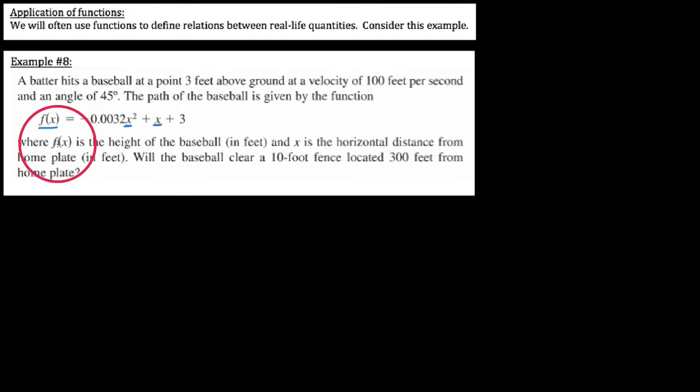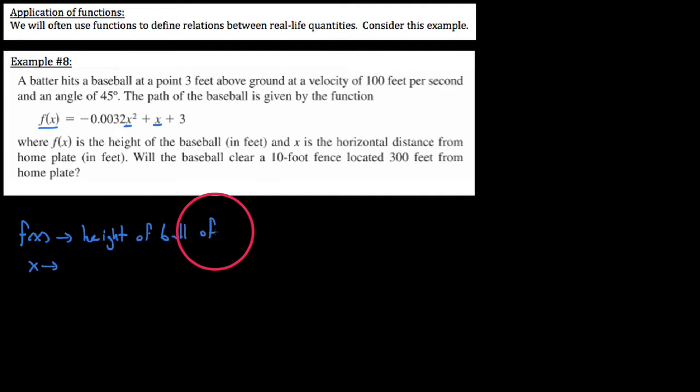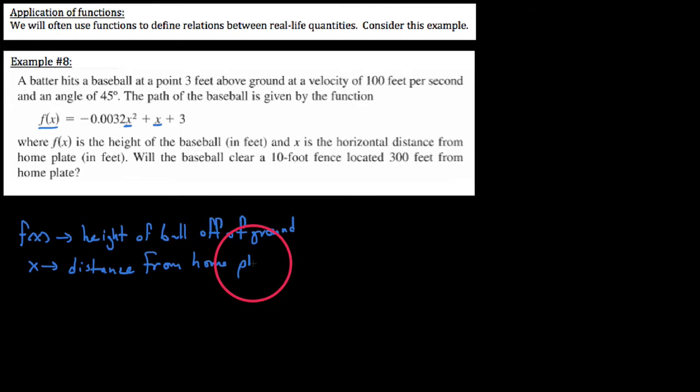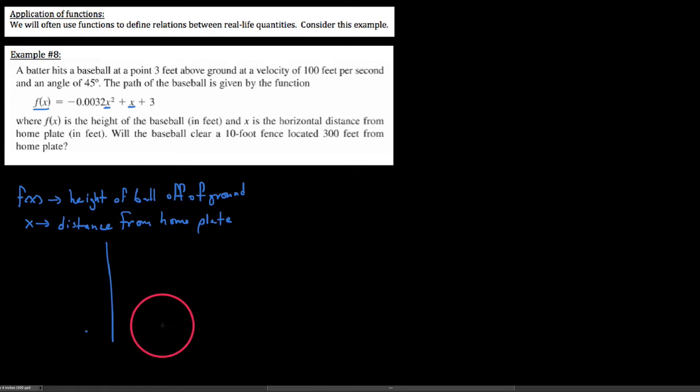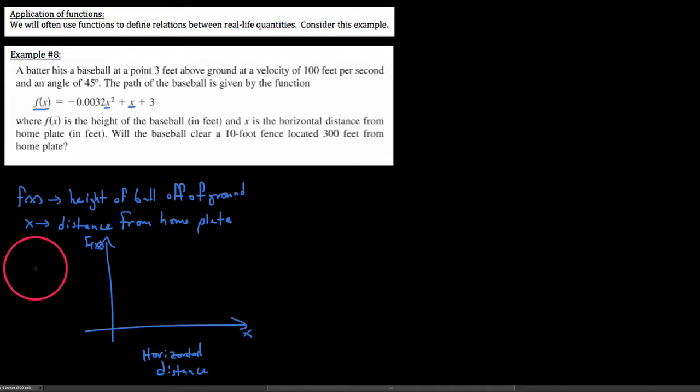A couple things that I want to make sure we do here. Whenever you're given a function to represent real life quantities, it's always good to write down what these variables are representing. And so we would say this f of x or y value here is the height of the ball off of the ground. And with respect to x, we would say this is the distance from home plate where they hit it. So to really look at what this situation might look like, let's draw in our x and y axes here. We could say this is our horizontal distance from home plate, and also f of x is the height of the ball.